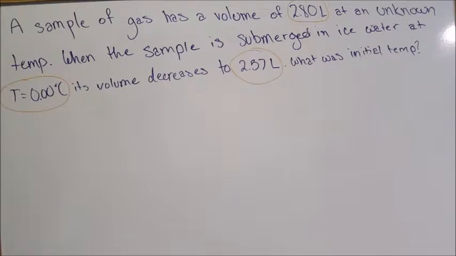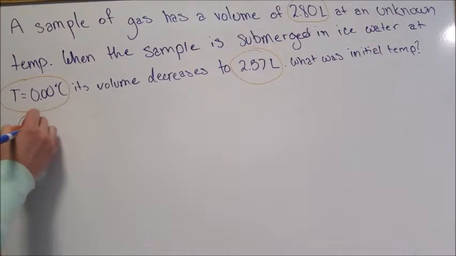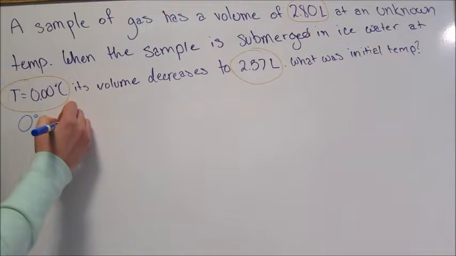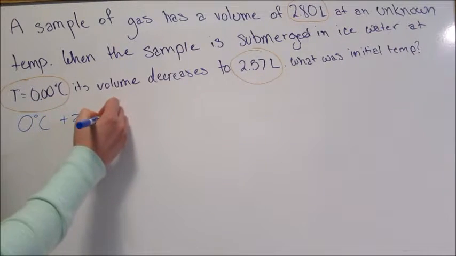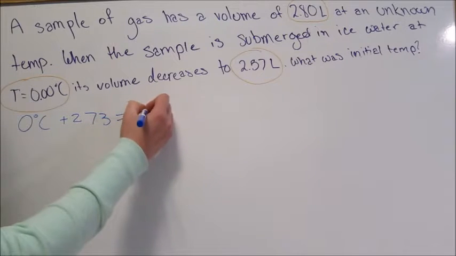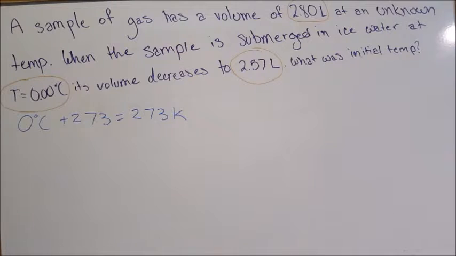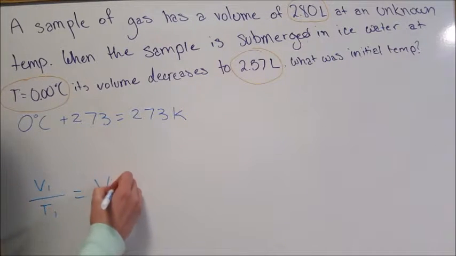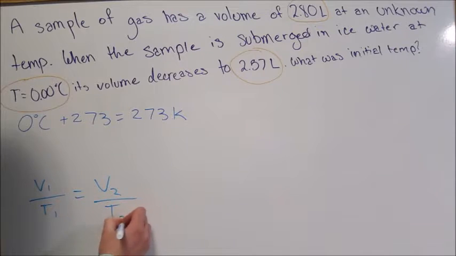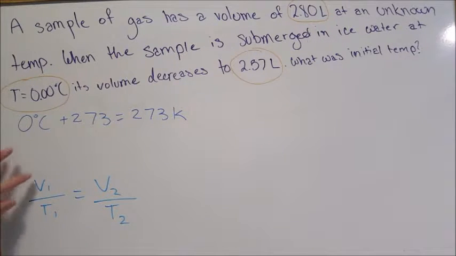Okay, so to solve this, we first need to convert our Celsius to Kelvin, and we do that by having our 0 Celsius plus 273 equal 273 Kelvin. Next, we need to use the equation V1 over T1 equals V2 over T2. And then we'll just plug our numbers from the problem into that.